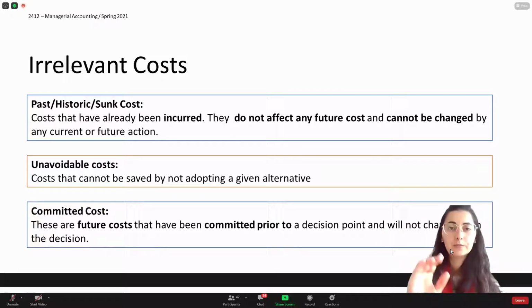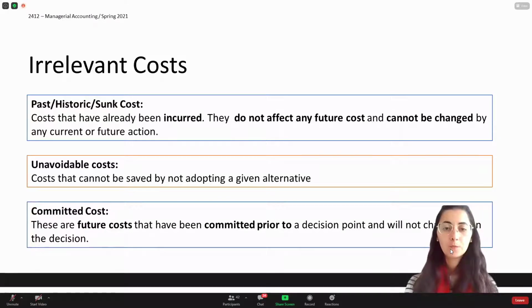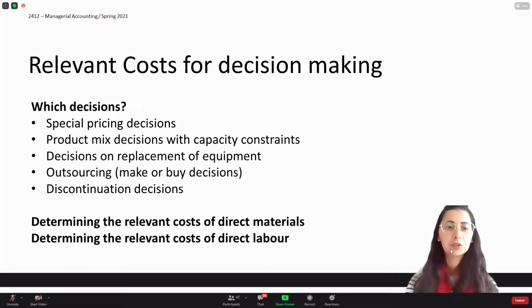Any questions? No? So this is just definitions.